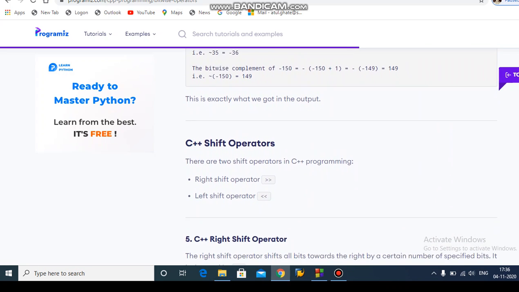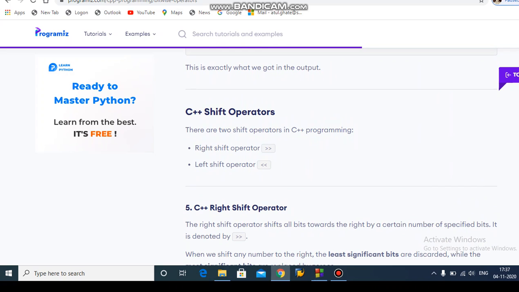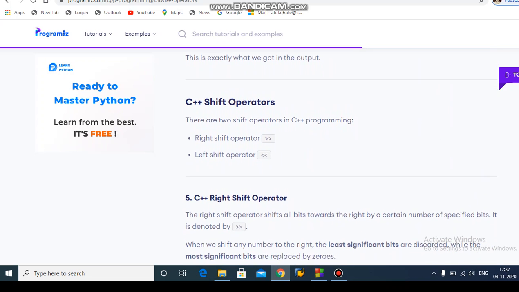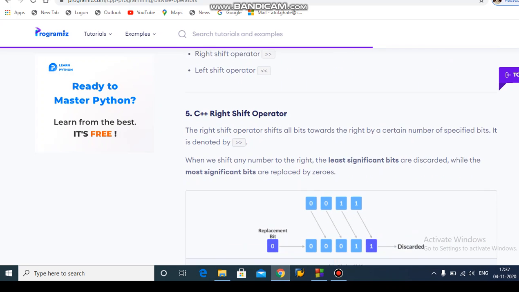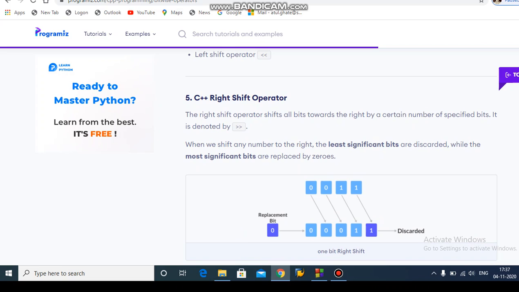So the last operator is the C++ shift operator. It consists of two operators, the right shift operator and the left shift operator. Right shift is the extraction operator and left shift is nothing but the insertion operator. So the first is the right shift operator. What is meant by the right shift operator? The right shift operator shifts all the bits towards the right by a specified number of bits.